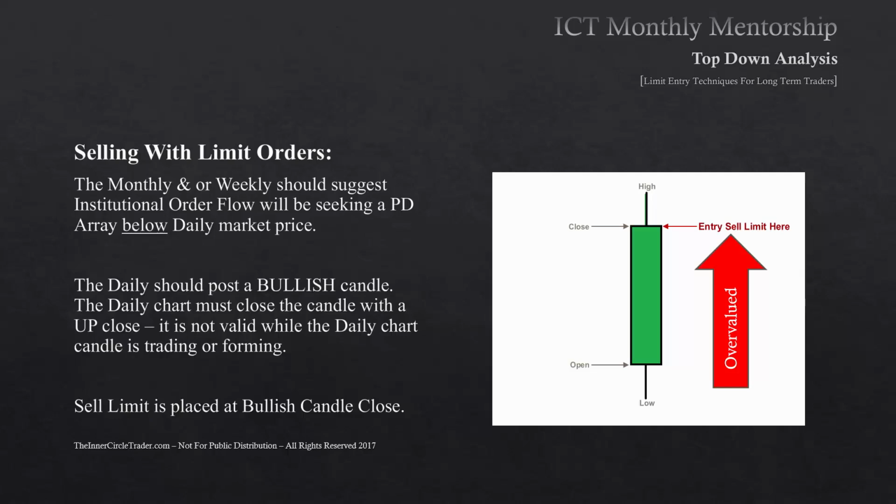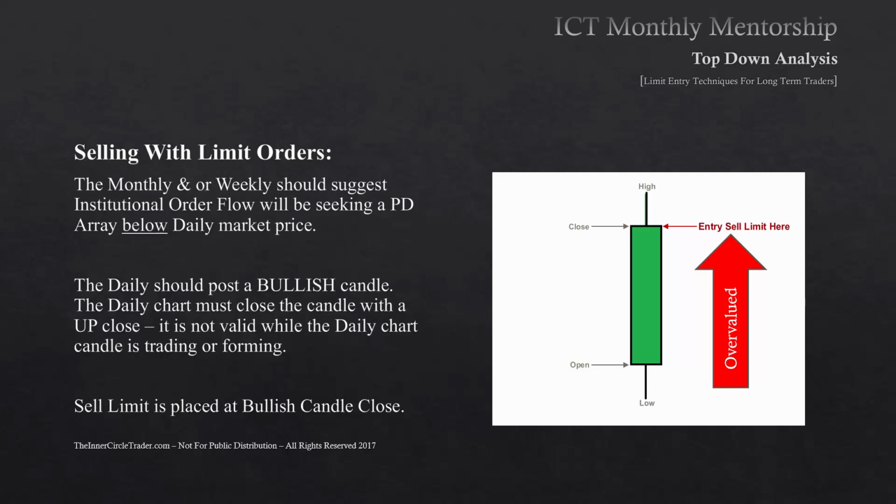So institutional order flow should draw prices lower on the daily, but we're getting this up movement against what longer term institutional order flow is suggesting, again, on monthly and or weekly chart. So while price is moving higher for this particular day, what we're going to be looking to do is sell short at the next day, but it has to be above this particular candle's close.